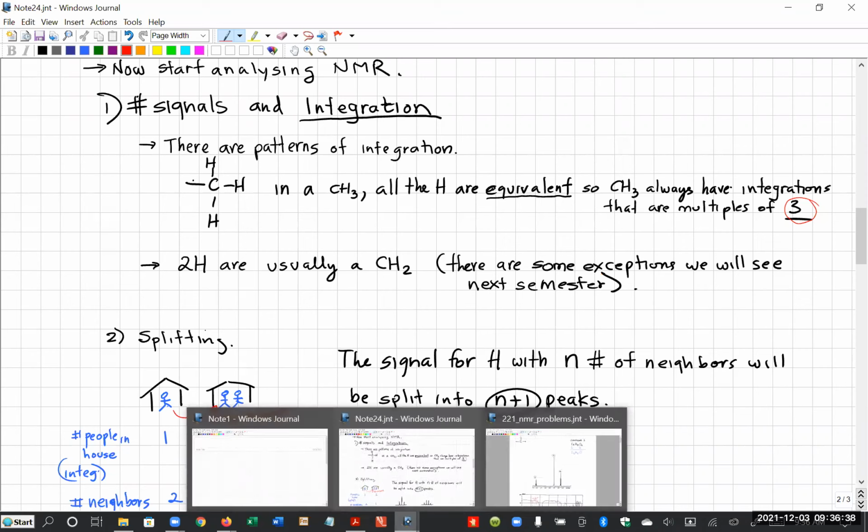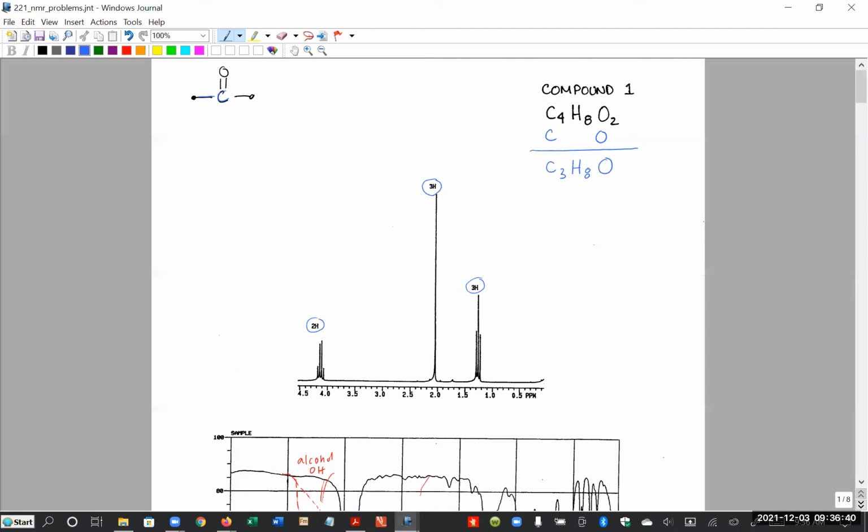Okay, so let's go back and look at our example NMR spectrum. And in our example NMR spectrum, you can see we have 3 hydrogens here. So that probably represents a CH3. We have 3 hydrogens there. So that probably represents a CH3. And we have 2 hydrogens here. That probably represents a CH2.